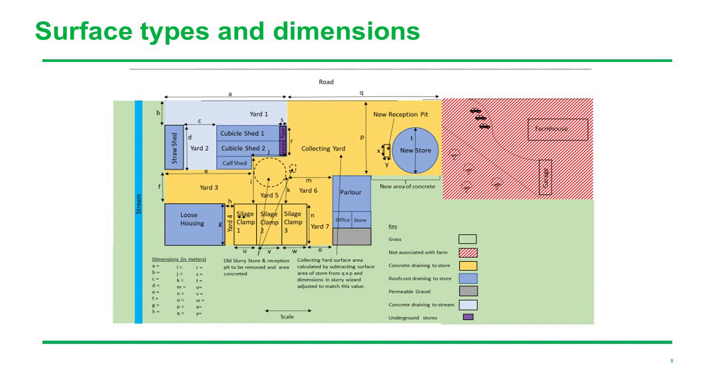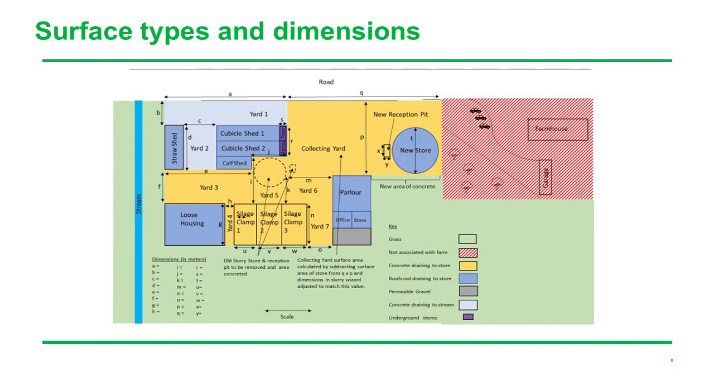You must show the surface type of all areas on your site plan. We will also use your site plan to understand where the dimensions you have provided in Slurry Wizard and your slurry store location and design assessment form come from. This image now shows that the surface types have been included in the site plan and included in the key. For example, the permeable gravel area is shaded in grey.